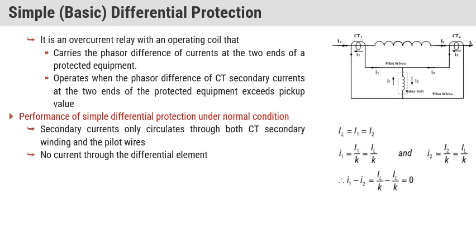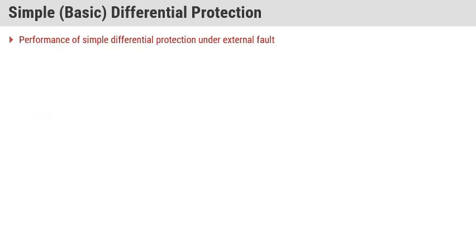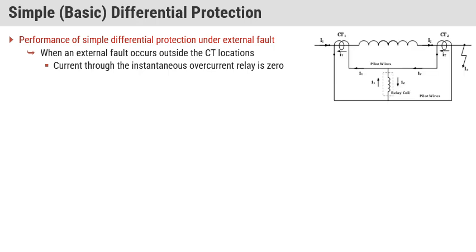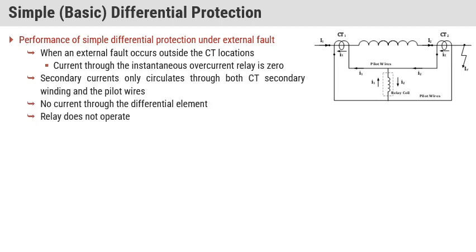Performance of simple differential protection under normal condition: secondary currents only circulate through both the CT secondary windings and the pilot wires. No current through the differential element. Performance under external faults: when an external fault occurs outside the CT locations, the current through the instantaneous overcurrent relay is zero, and secondary current only circulates through both the CT windings and pilot wires. No current through the differential element, so the relay does not operate.